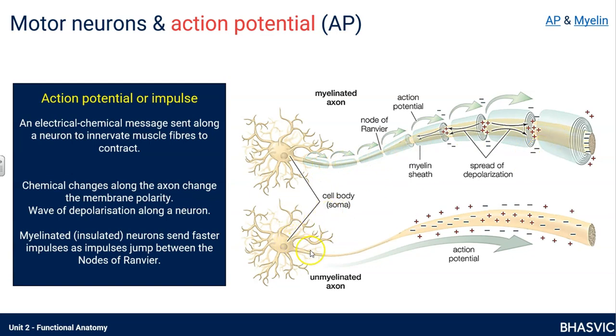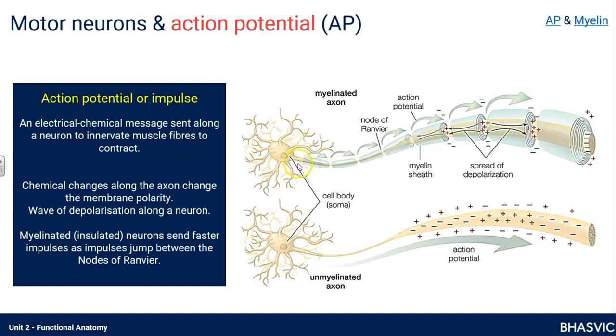So if an impulse is going to travel along this bare axon, it will kind of chug along like a slow freight train. And you can see by the polarity here, the pluses and minuses, that the membrane, inside and outside the membrane, will change in polarity. It will depolarize as the impulse travels along. So having to do that all the way along this bare axon means it's quite a slow process.